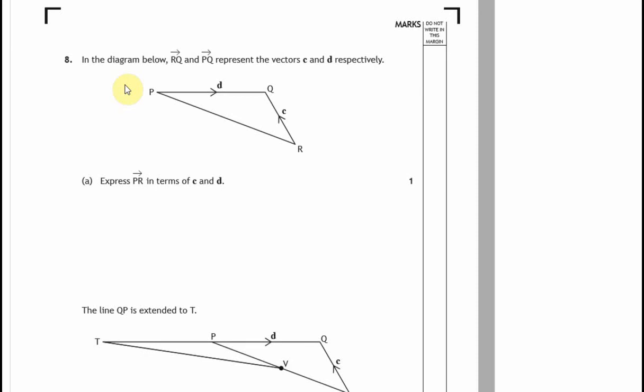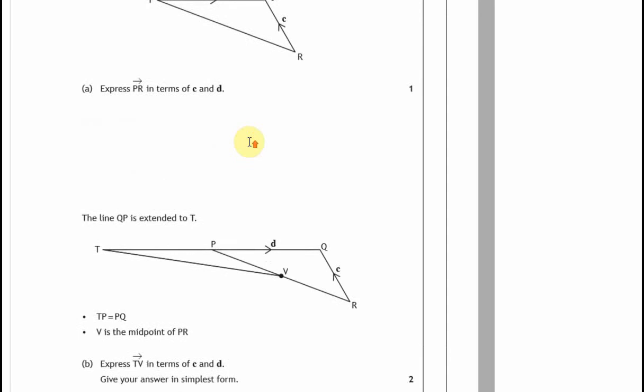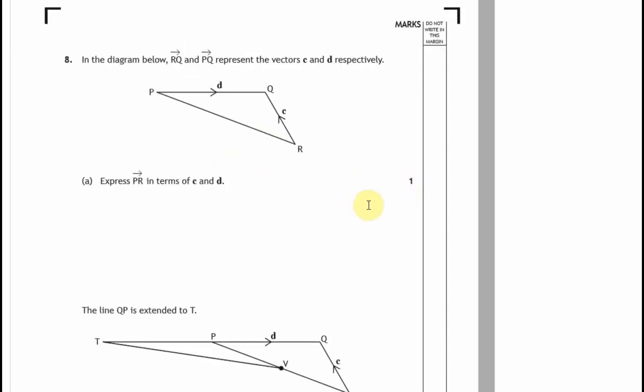Okay. This looks a bit more complicated for vectors. A bit more in this one. Still only 3 marks though. Okay, and the first one is just 1 mark, so it should be very straightforward, although it does look like there's a bit in it. So in the diagram below, the 2 vectors RQ and PQ represent the vectors C and D. Okay, so we can see them up there. And again, they draw it out for you. They never draw it out for you. I think life is quite tricky, but they draw it out for you. Express PR in terms of C and D.